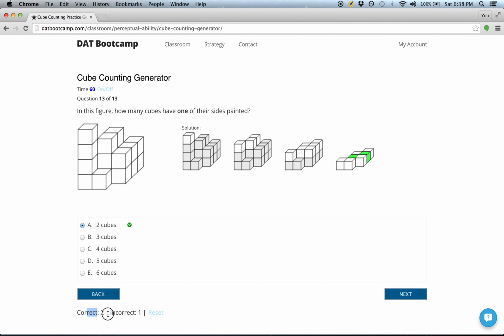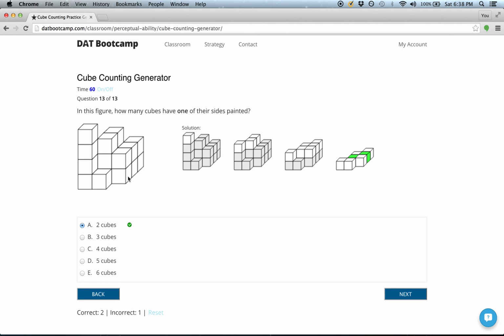Your statistics will be tracked down here, the amount correct and incorrect. There's a timer up here. You should be able to make your chart and tally up all the cubes within 60 seconds. And then you can blow through the 3 questions that the DAT will ask for you on a specific cube.